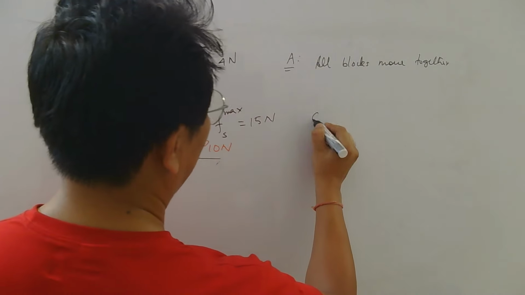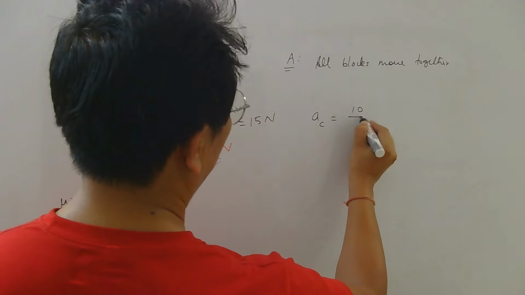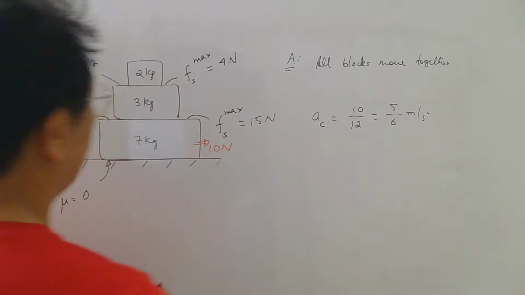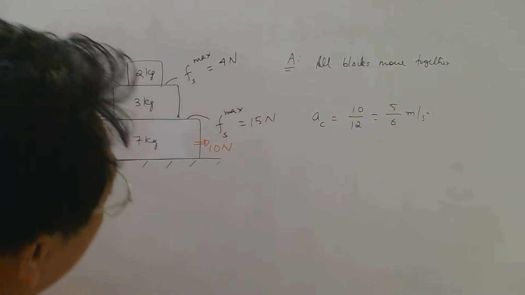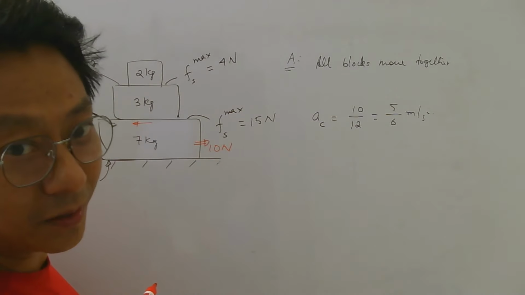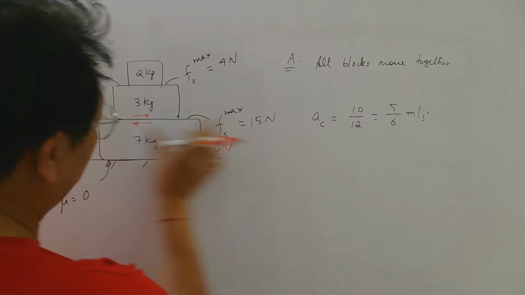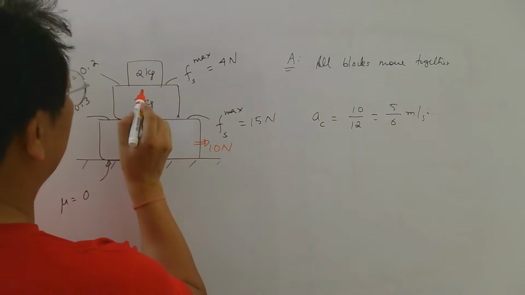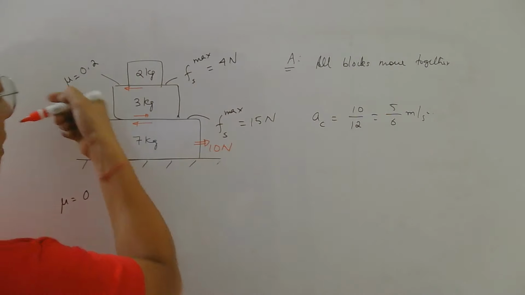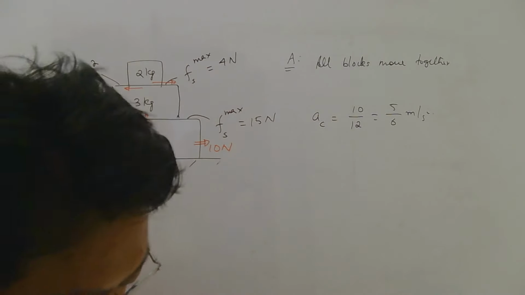So again you can start with assuming all of them move together. Common acceleration will be 10 by 12, 5 by 6. Now let us check. When you move this one this side, 7 kg will feel friction this way, right? From 3 kg, reaction will act here. That's why 7 kg will say 3 kg, you also come with me. When 3 kg will go this side with respect to 2 kg, 2 kg will apply a frictional force in the opposite direction, and therefore reaction will act in this direction. So those are the frictional forces.